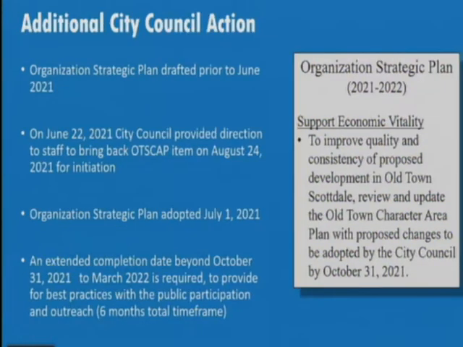So I want to take a moment here to talk about how this update fits within the city's organizational strategic plan of 2021-2022, specifically the item on the right there, that topic of support economic vitality, and more precisely the item to improve quality and consistency of proposed development in Old Town, review and update the Old Town Character Area Plan. That was part of the goals and objectives of the council, with the date of October 31st, 2021 for review.